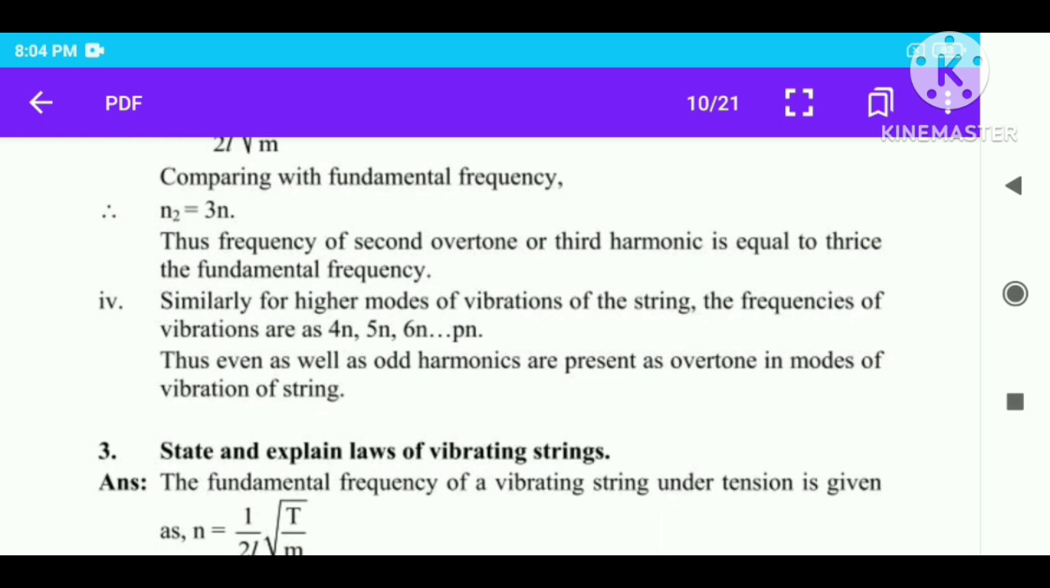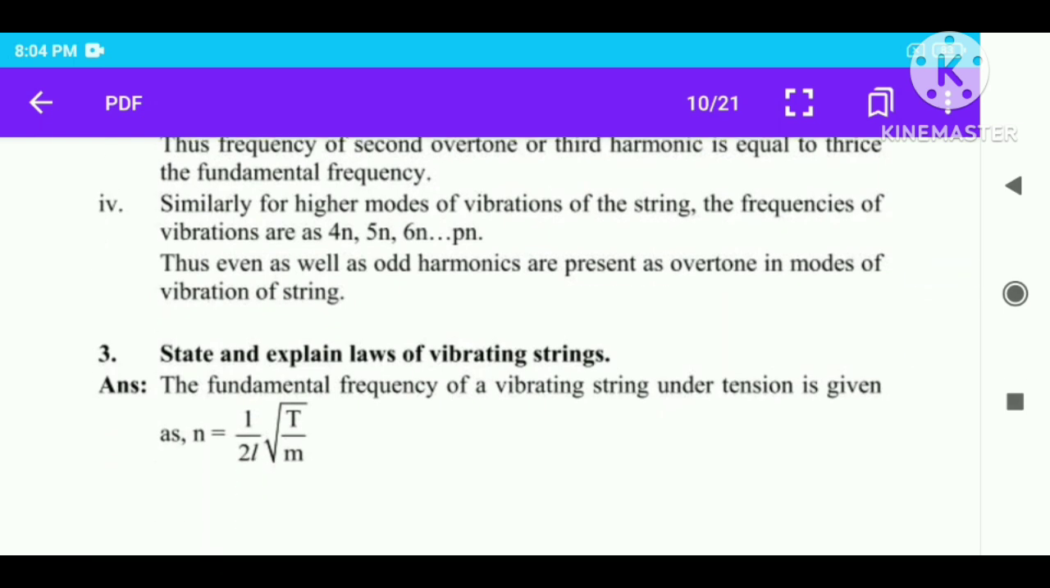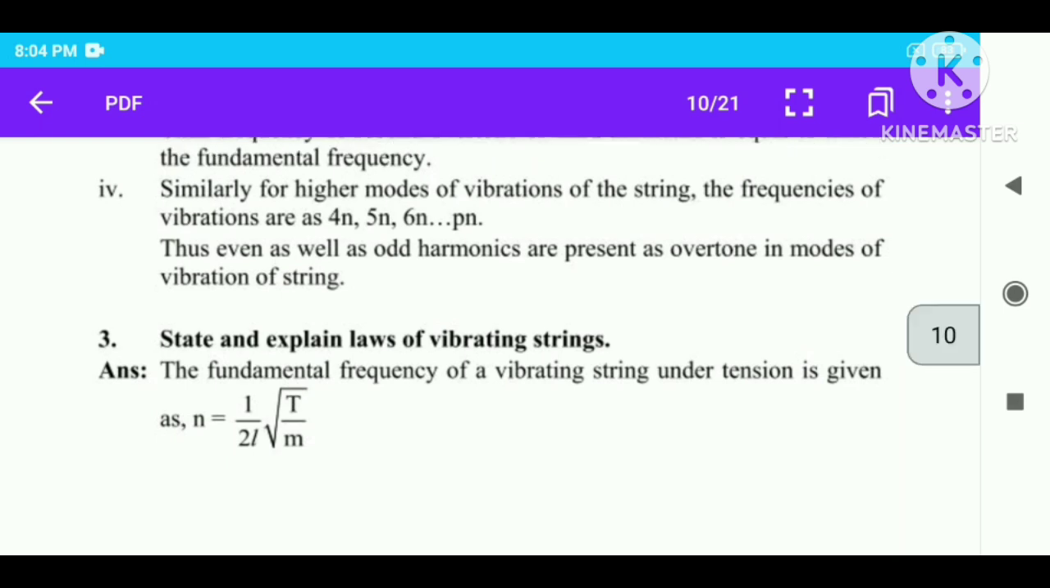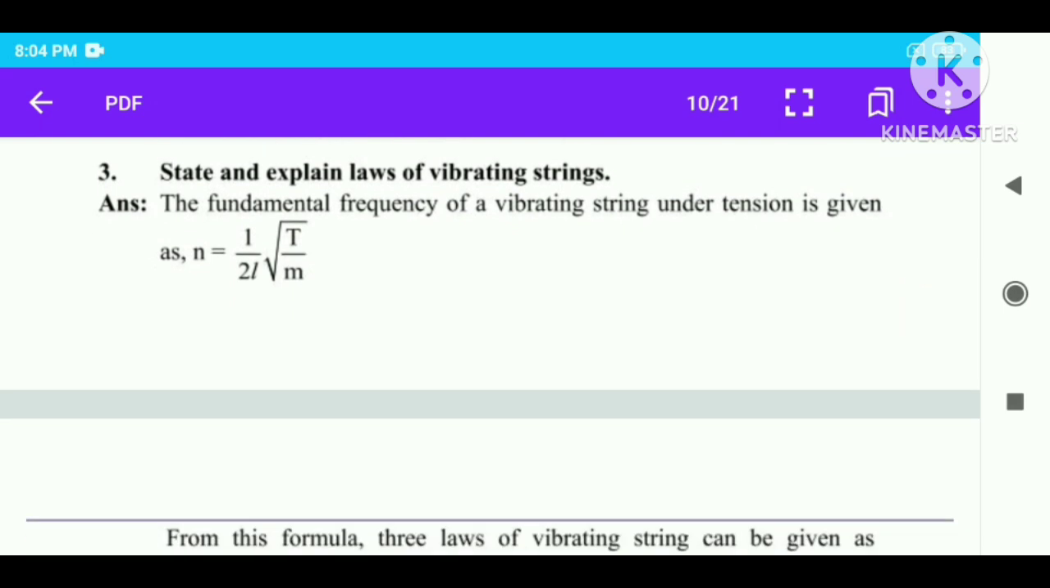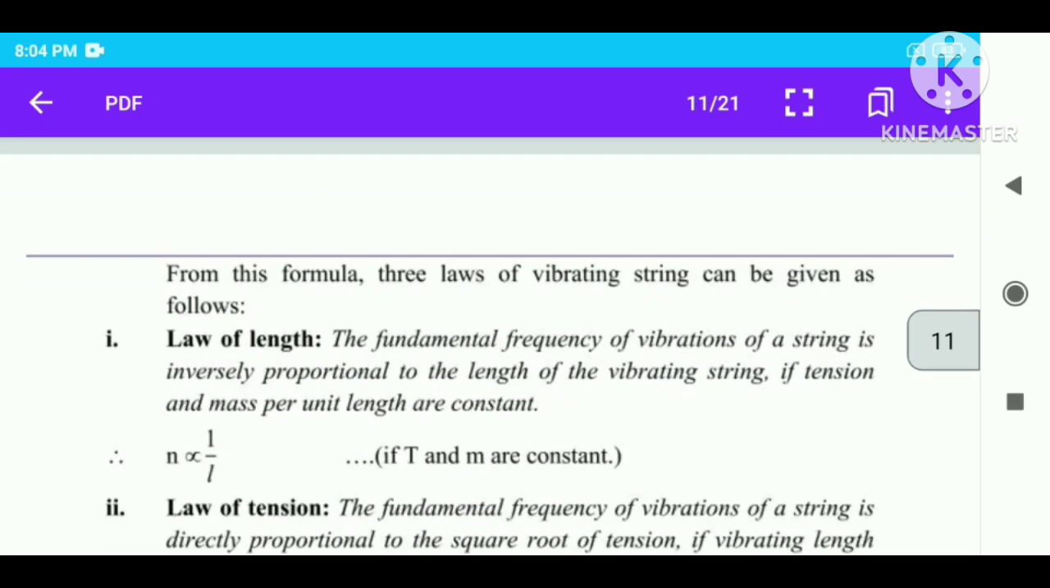Similarly, for higher modes of vibration of the string, the frequencies of vibration are 4n, 5n, 6n and so on. Thus, the even as well as odd harmonics are present as overtones in the modes of vibration of the string. Third, state and explain the laws of vibrating string. Question number 3. Answer: The fundamental frequency of a vibrating string under tension is given as n is equal to 1 upon 2L under root T by m. From this formula, three laws of vibrating string can be given as the following.